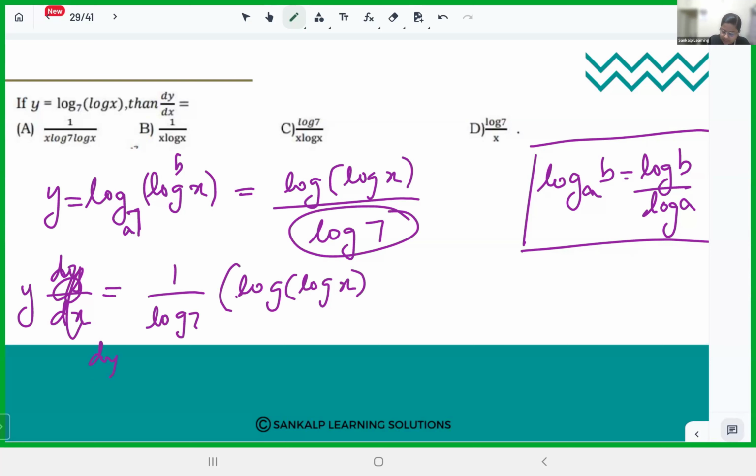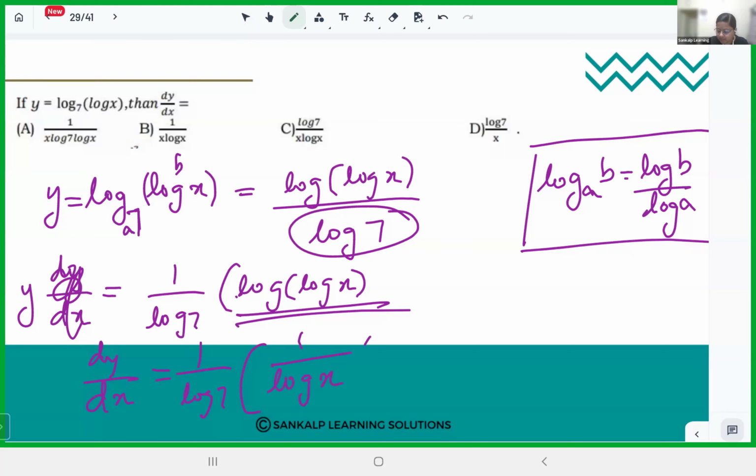And what is dy by dx? dy by dx means 1 by log 7 I have taken outside, and then log of log x. We have already found out the answer. It is a composition of two functions, log x and log x. In the place of x, it is log x. So you assume log x as x, and then you find out the derivative. The derivative of log x is 1 by x, but here in the place of x, it is log x. So this will become 1 by log x.